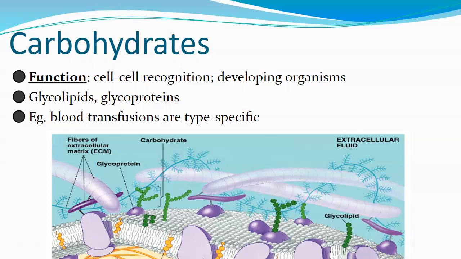These things can include glycolipids, as well as glycoproteins. In this slide, it's giving you the example of blood transfusions. So again, different blood cells have different cell markers. So A-type blood has type A carbohydrates on the surface, type B has type B carbohydrates on the surface, and that kind of thing.